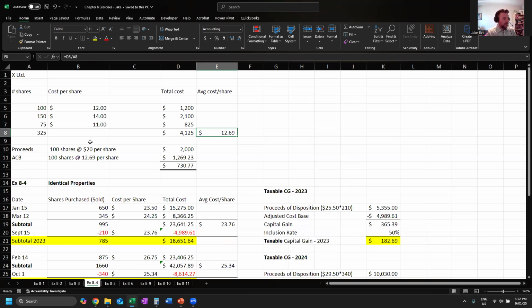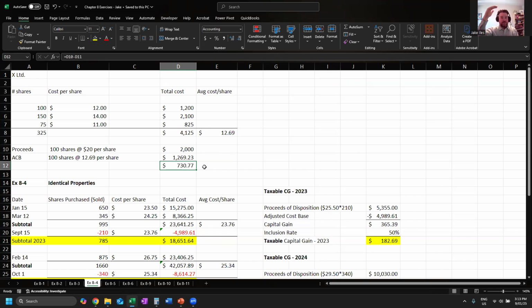So when we sold 100 shares for $20, we sold this cost 100 times. So 100 times 12.69 is $1,269.23 because we're catching a couple more decimal places. So we received $2,000. We paid $1,269.23. So our total capital gain was $730.77. So that is how identical items work.